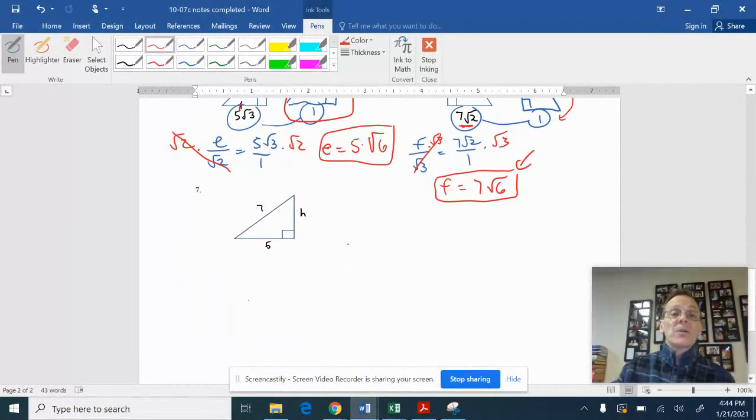Finally, one last problem. This triangle here, I got a 5, I got a 7, I got an H. Is this a 45, 45, 90 right triangle, or is it a 30, 60, 90 right triangle?